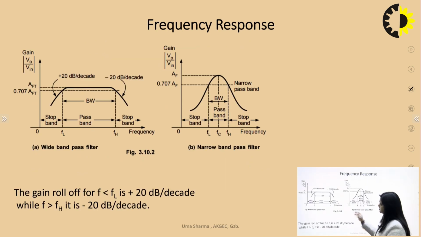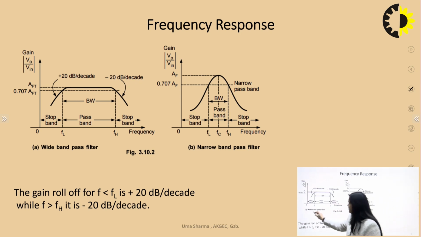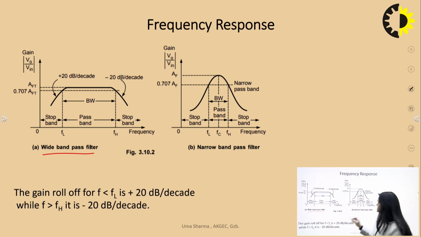So this you can see from the pictorial representation or the frequency response. This shows the frequency response of band pass filter. For wide band pass filter, this is the frequency response, and for narrow band pass filter, this is the frequency response. Again, the frequency response is the curve which is drawn between total gain and the frequency. And on the frequency axis, you can see that FL and FH represent the lower cutoff frequency and higher cutoff frequency, and this center frequency FC is known as the center frequency.